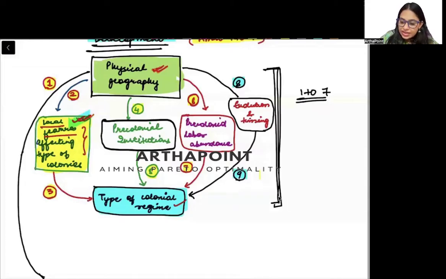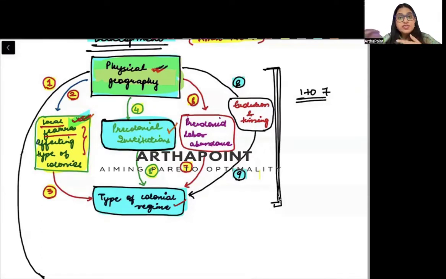Now again, the presence of physical geography, whether it is a desirable environment or not, it will determine whether the colony will stay for a long time or not. अगर कॉलोनी ज्यादा टाइम स्टे करता है, if the colony stays for a long period of time, then the kind of pre-colonial institutions will be different. And if the colony stays for a low period of time, कम समय के लिए रहता है, then they just have the feature of steal and go. So if they just want to steal and they want to go, then they will not establish better institutions at that place.